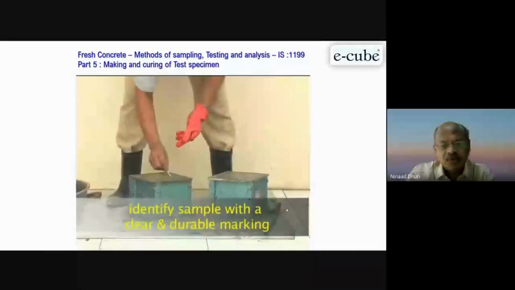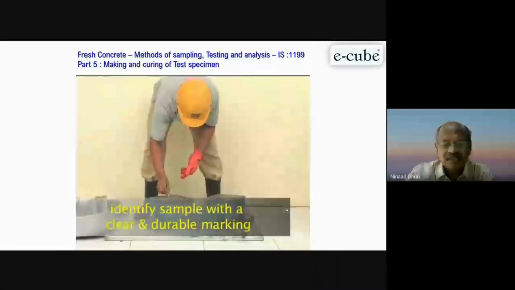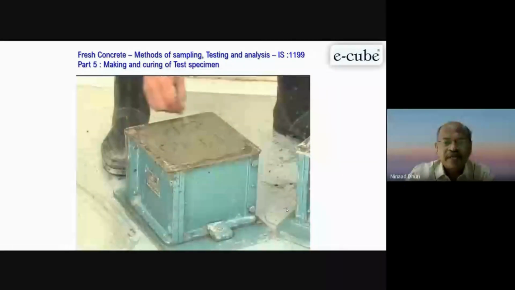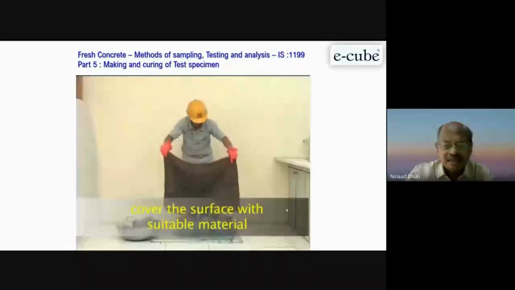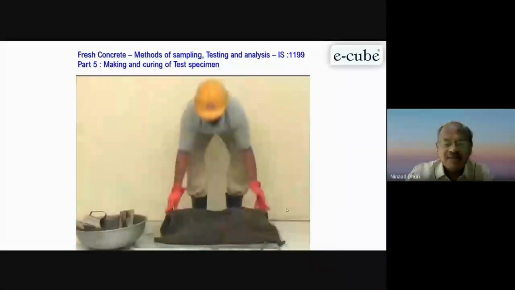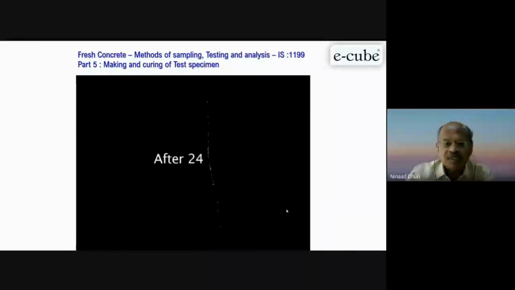Then you have to put a permanent marking there, at least some identification. Don't write only with a pen. You have to put a proper marking, at least some number and date. And then this is also very important: cover the specimen immediately after casting. There should not be loss of moisture from the surface.